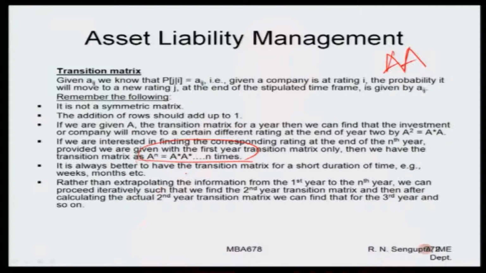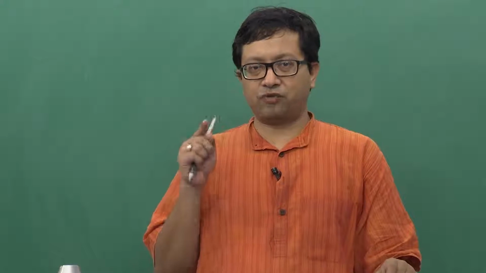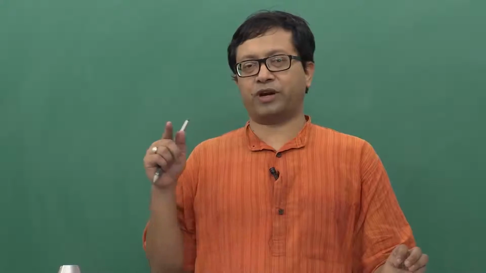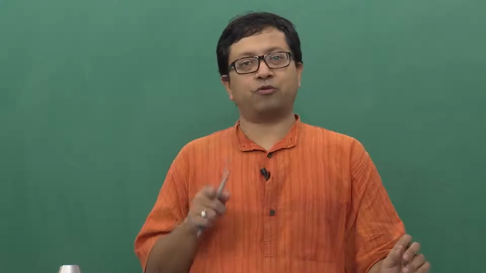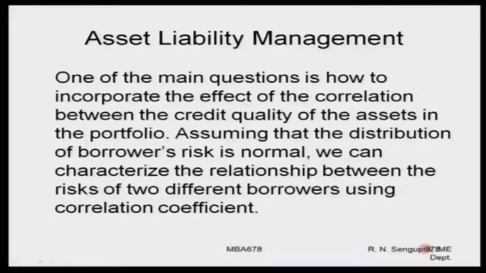But again remember, in the transition probability matrix, if you want to have that information to find out the standard deviation, then standard deviation is dependent on a function of the square root of t, which is a very important fact to remember. One of the main reasons is how to incorporate the effect of the correlation between credit quality of the assets in the portfolio.